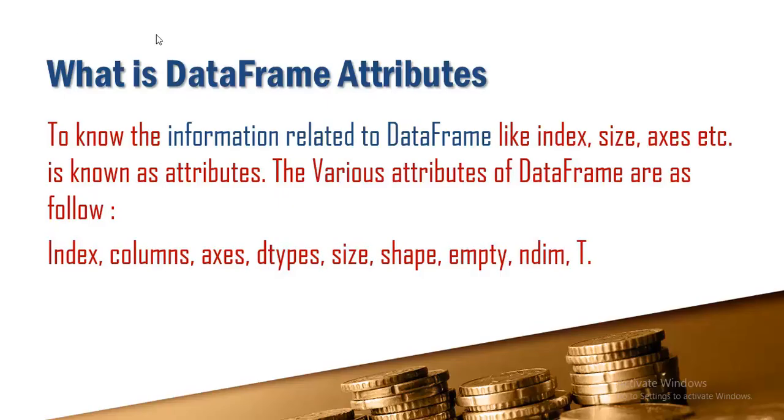Now what are data frame attributes? Once you have created a data frame, if you want to know the values of the data frame, the data type of the data frame, or the indexes of the data frame, for this purpose we use attributes. Therefore, the information related to a data frame, like index, size, axes, etc., is known as attributes. The various attributes of data frames are index, columns, axes, etc. Now we will dissect all these attributes one by one.